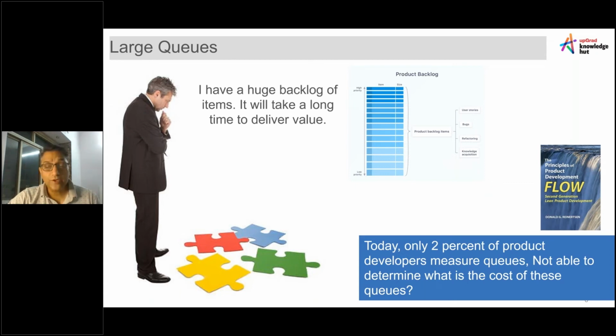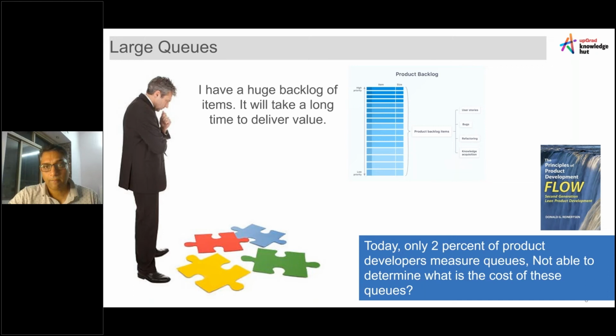It says that only 2% of the product developers measure queues. We let it happen. We let the queues grow without understanding the cost of these queues. And there is a tendency that the moment we bring long queues with a large number of items to the teams, we introduce a lot of variability as well. The variability comes in because now the cycle time, the time taken to deliver this whole lot of the bigger queue, also becomes bigger, right? The longer the queue, the longer the time.